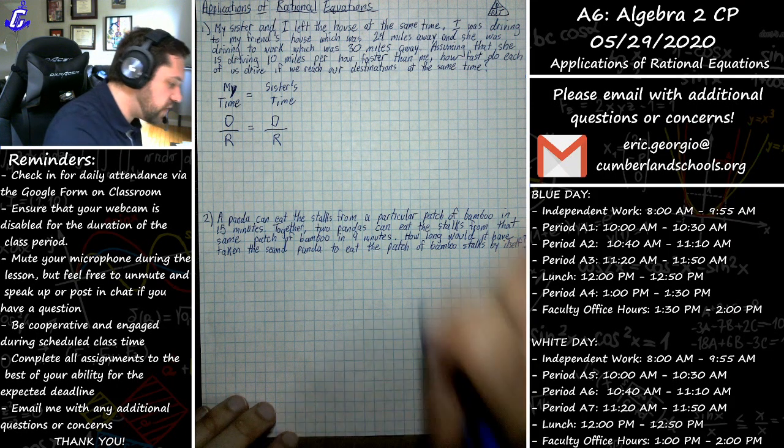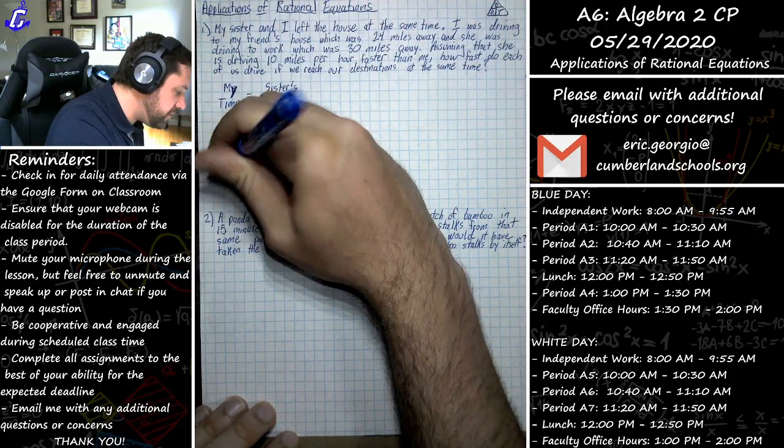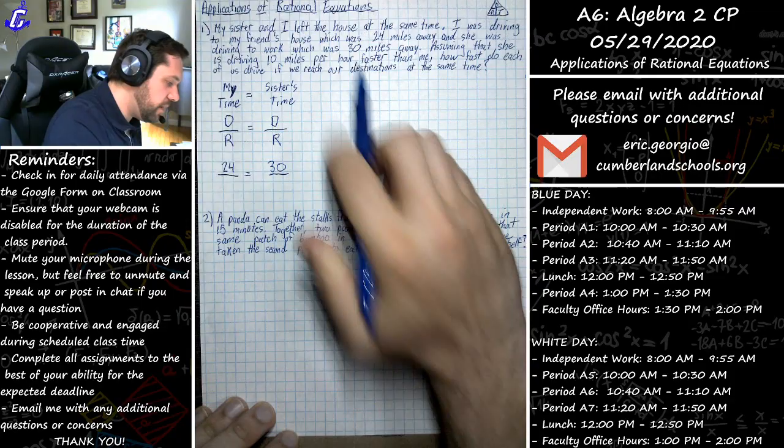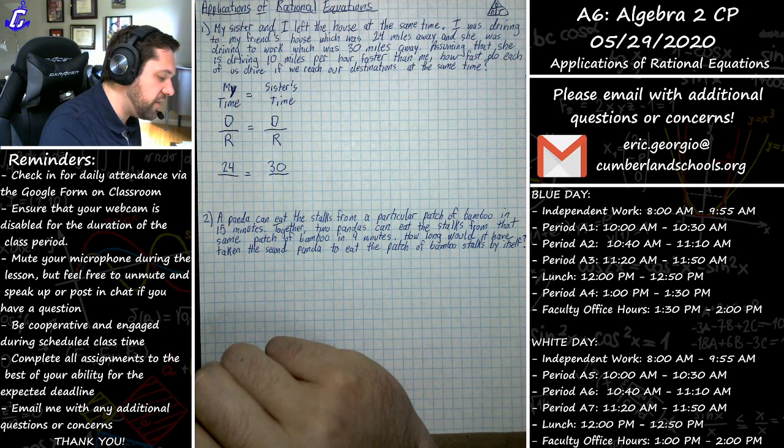So how far did I drive? Well, it says it right here. I drove 24 miles, and she drove 30 miles. It says it in the problem as well, right here. Assuming she is driving 10 miles per hour faster than me.